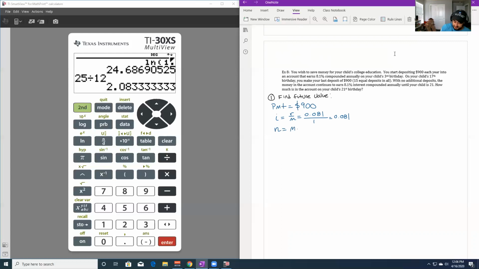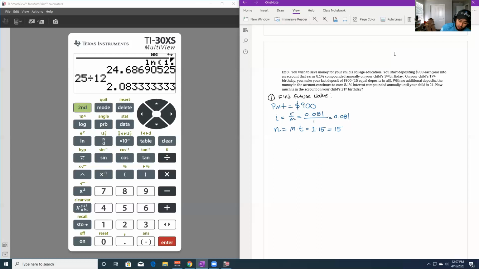N is m times t. M is the number of compounding, so we are compounding annually, so that's 1. Times, well, from our child's 3rd birthday to the 17th birthday would be 15 years. Yes, 17 minus 3 is 14, but the reason we include 15 is because we make a deposit on the actual 3rd birthday. So we've made 15 deposits in all. We don't want to lose a year. So n is 15.